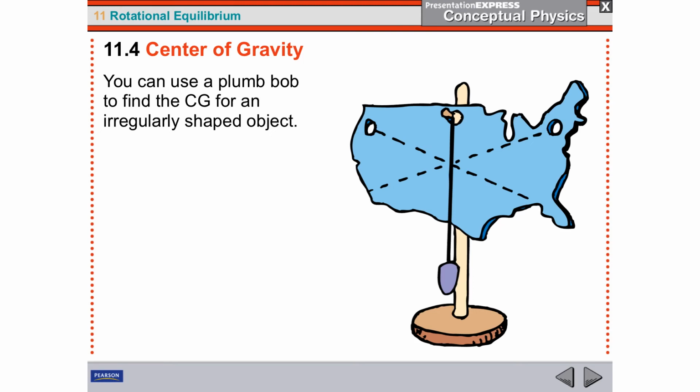So if you were to take an irregularly shaped object that's not mathematically helpful, you simply would put a plumb bob and the center of gravity is always under the support. Do it for several places, and wherever they line up, that will be the center of gravity. I think it's in Kansas.